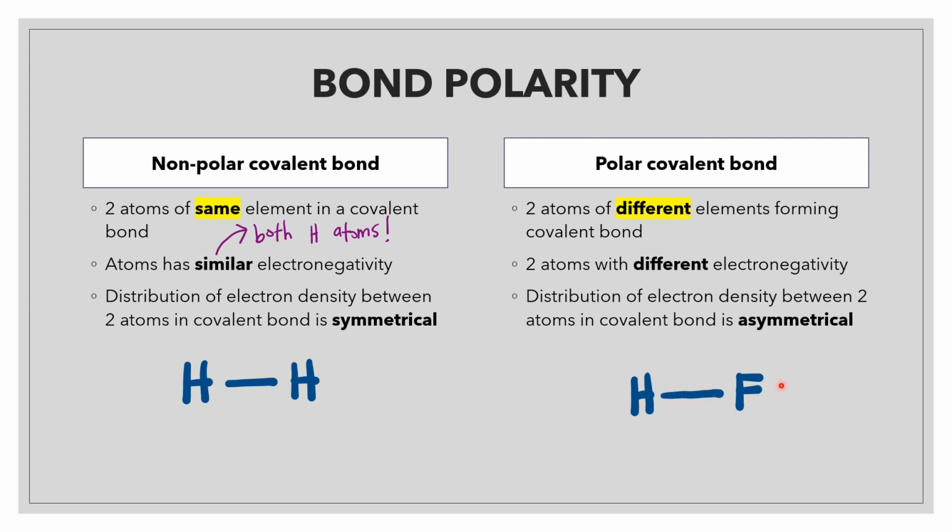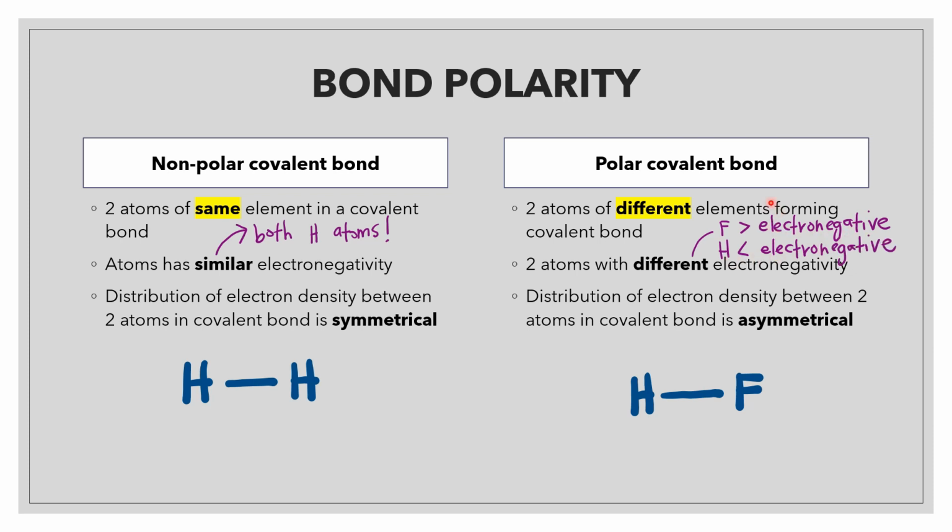So dalam HF kita ada dua atoms yang berbeza. Okay, and they are connected by this single covalent bonding. So since they are different atoms and different elements, of course, they will have different electronegativity value. So between H and F, F is more electronegative than the hydrogen.